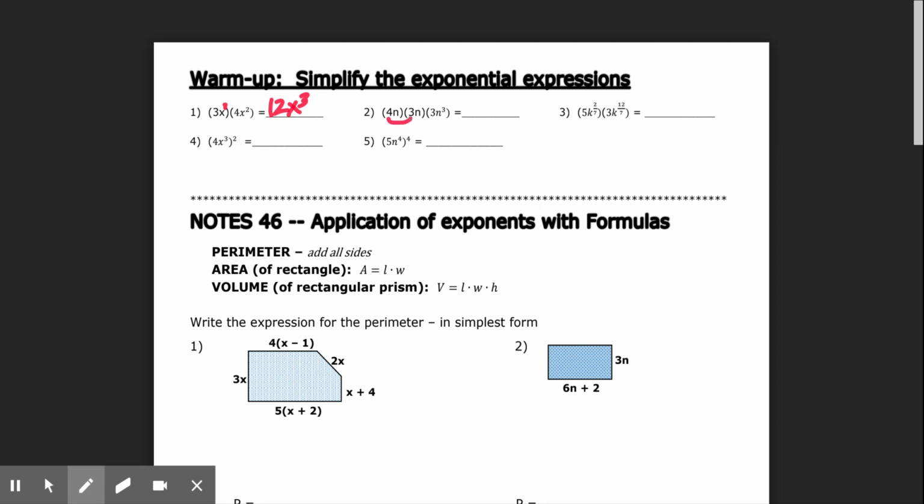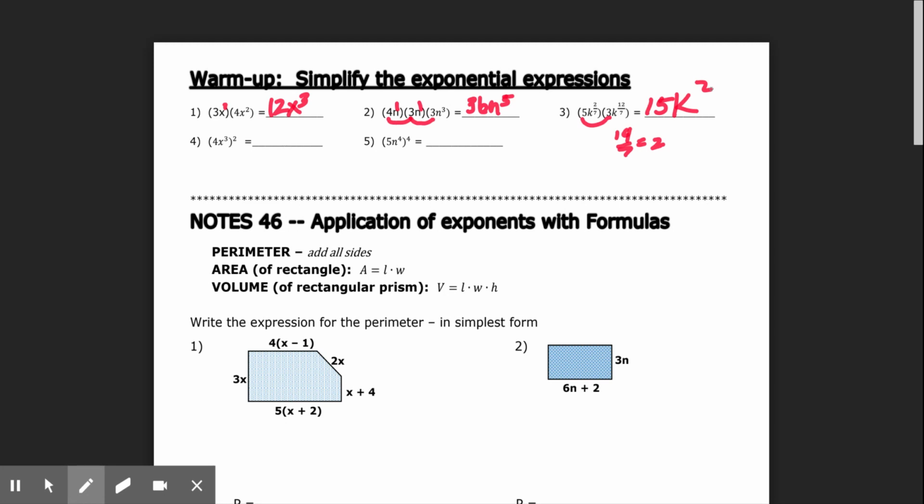4 times 3 is 12, times 3 is 36. N to the 1 plus 1 is 2, plus 3 is 5. Number 3, 5 times 3 is 15. K to the, we add 2 sevenths plus 12 sevenths gives us 14 sevenths, which reduces to 2. So 15k squared. Number 4, we have 4k cubed quantity squared.